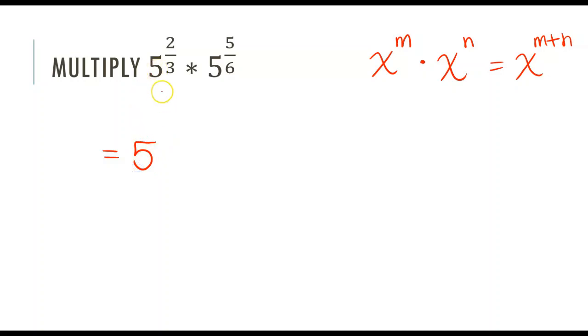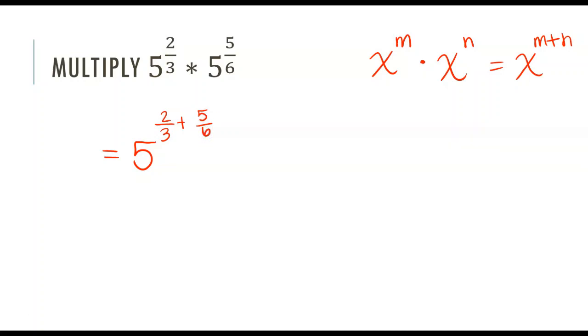All right, now this problem wants us to multiply 5 to the 2/3 times 5 to the 5/6. And this uses the property, the law of exponents, that anytime we are multiplying something with the same base, we keep the base and we add our exponents. So note how this is different compared to the last problem. We are going to add the exponents, keep the base. So check it out. Keep my base, which is 5, add 2/3 plus 5/6.